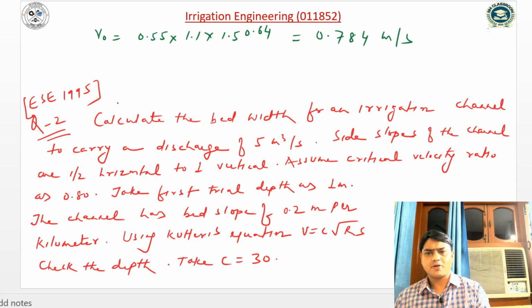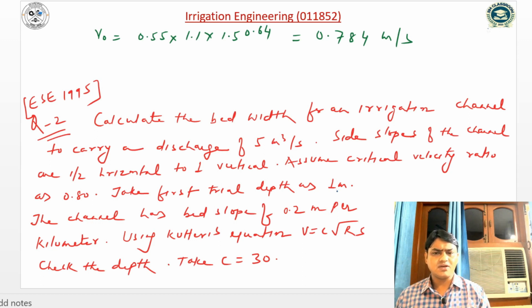Let us take another problem. This was asked in Engineering Services Examination 1995. Calculate the bed width for an irrigation channel to carry a discharge of 5 meter cube per second. Side slope of the channel is half horizontal to 1 vertical. Assume critical velocity ratio as 0.8. And here the first trial depth is given as 1 meter.